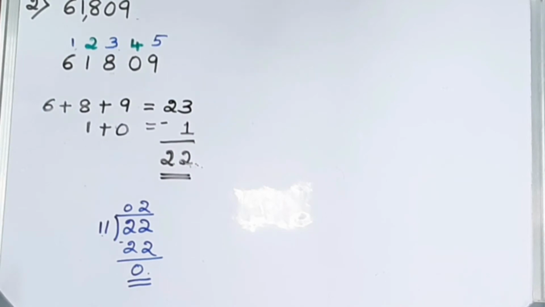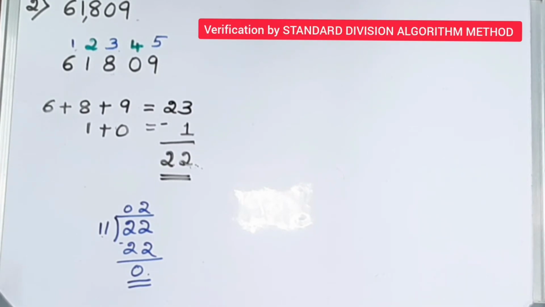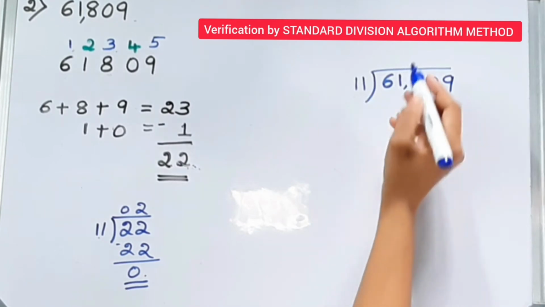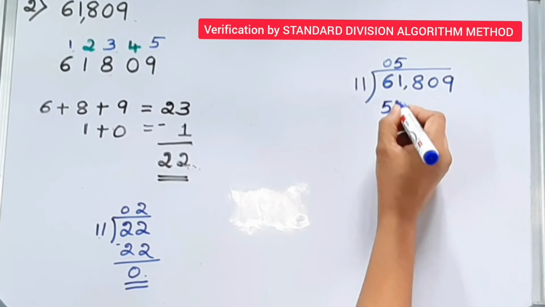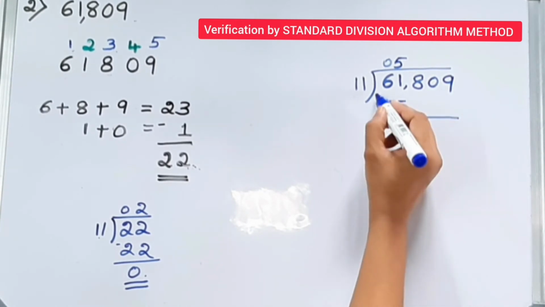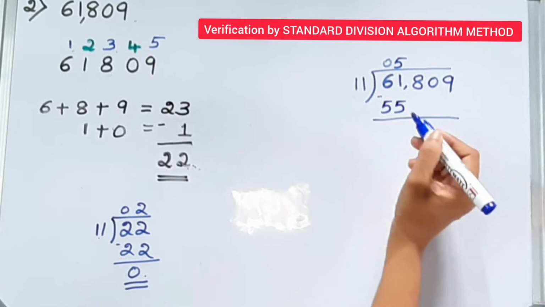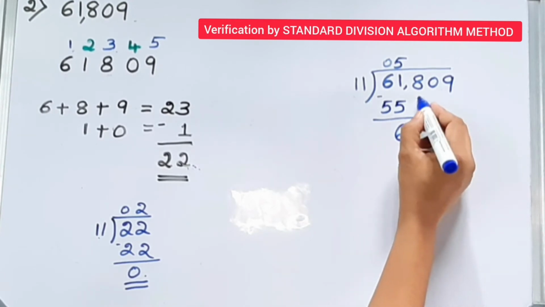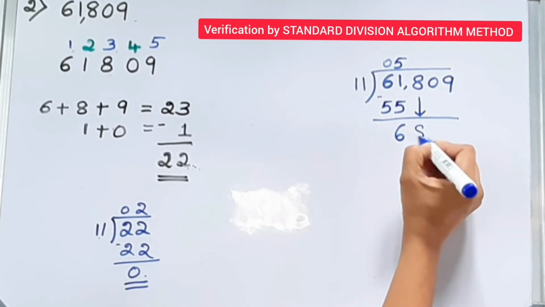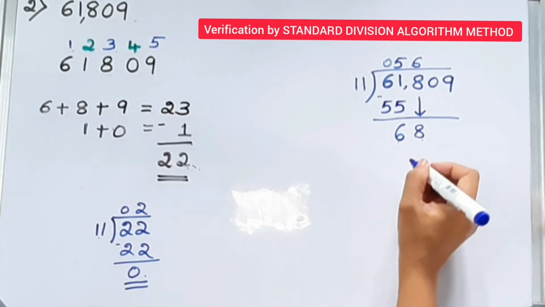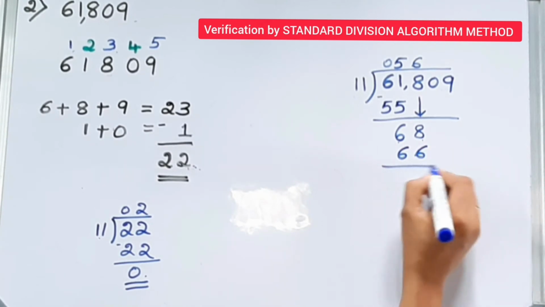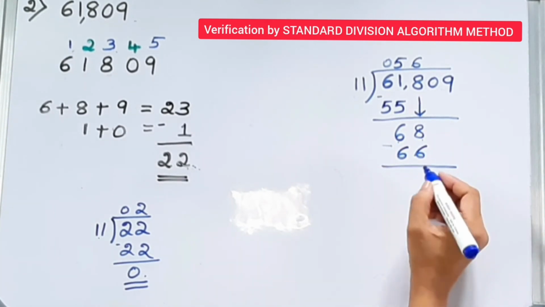Now let's verify whether 61,809 is divisible by 11 or not by the standard division algorithm method. 11 5s are 55. 61 minus 55 is 6. Next we have to bring this 8 down. That is 68. 11 6s are 66. 68 minus 66 is 2.